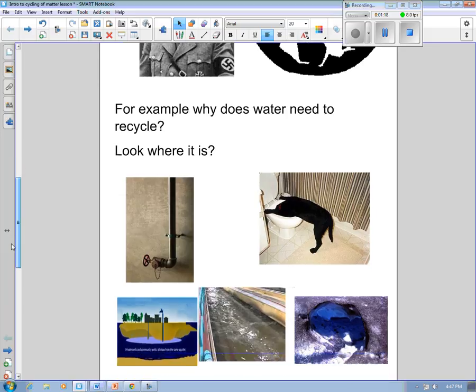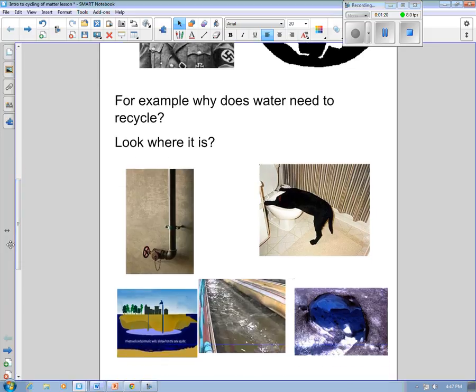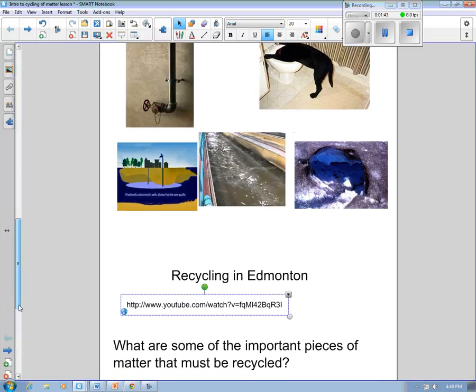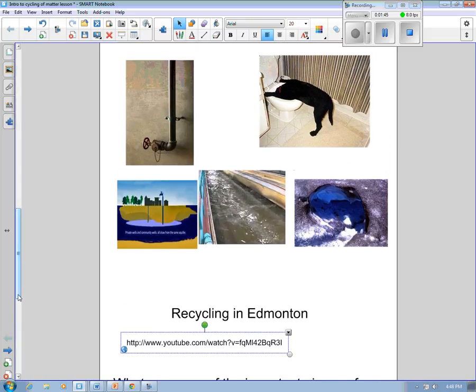Next, we looked at examples of why we might need to recycle. So for example, why would water need to be recycled? Right now it's found in lots of different places, like in pipes and in sewers and in dogs or cats drinking out of the toilet, underground, in sewage treatment plants, in caves. And if that particular matter, water, couldn't be recycled, then it would be difficult for us to live.